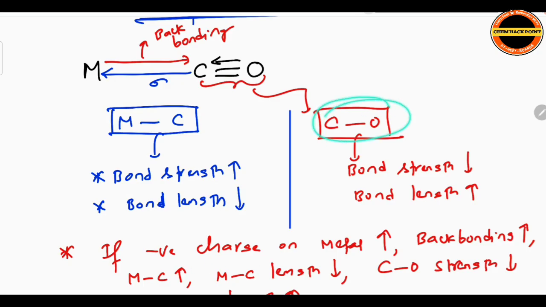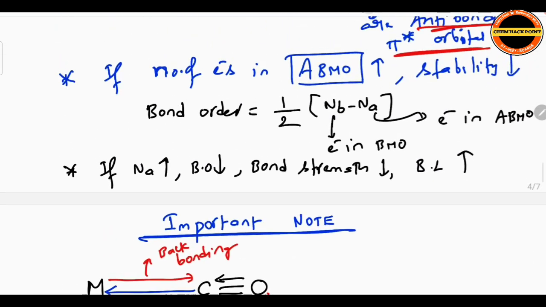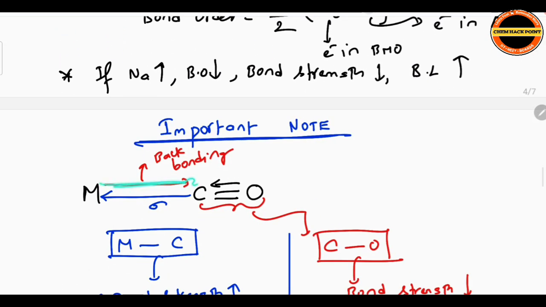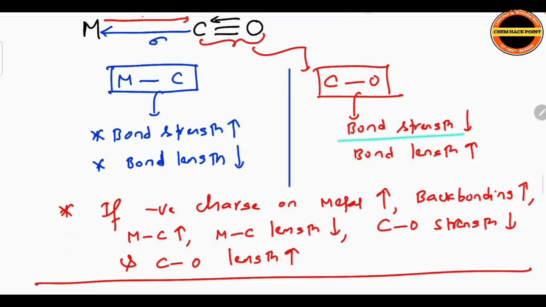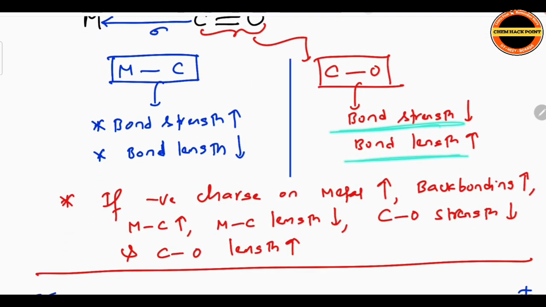Now the CO bond. Bond strength decreases for the CO bond because electrons given by the metal occupy the antibonding molecular orbital. If Na electrons increase, bond order decreases, bond strength decreases, and bond length increases.